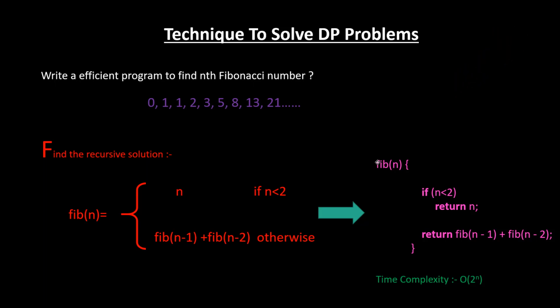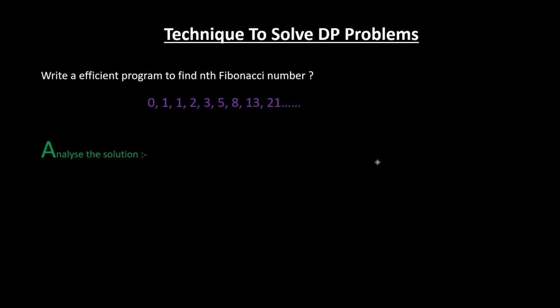So guys, here the complexity is 2 raised to power n if you use direct recursion, right? But we are not going to use it because we need to optimize this problem. That's why we are using the DP technique. So now we are done with the first step. Now the second step was to analyze the solution. Let's go and try to analyze the solution.